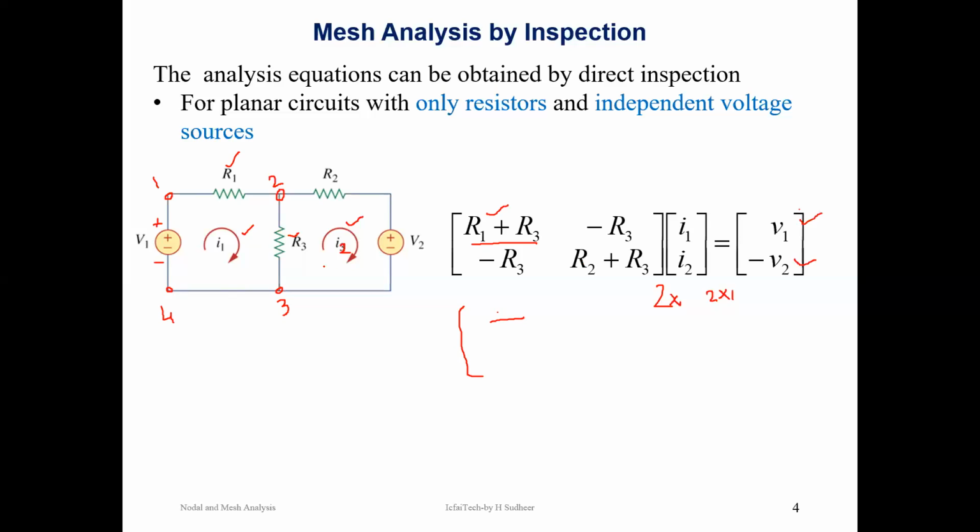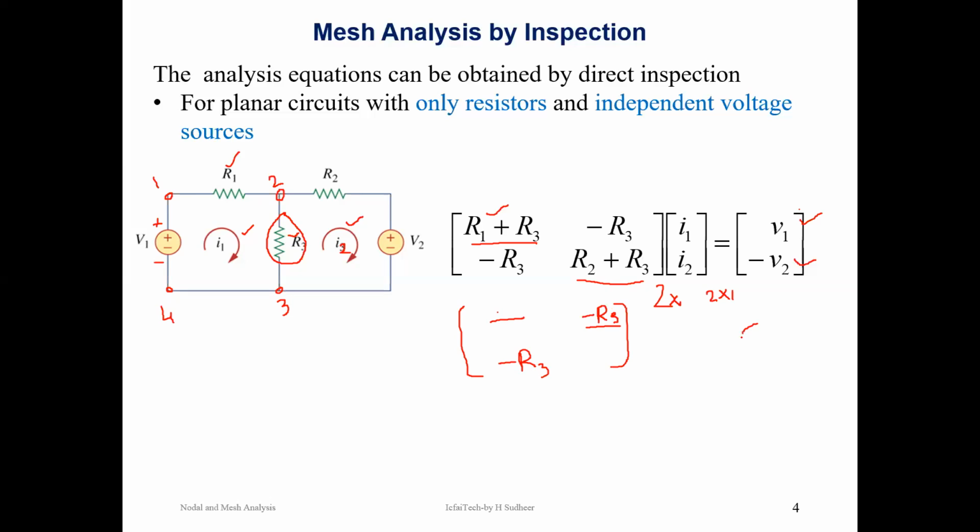When you are traveling in the second mesh, you are encountering two resistors, R2 and R3. The diagonal element is the sum of all the resistors in a particular mesh. Very similar to nodal analysis by inspection, for the off diagonal elements, identify the resistance which is common between the two meshes. You can see R3 is the resistance common between the first mesh and the second mesh. So the 1, 2 element will be minus the resistor which is common between the first mesh and the second mesh. My 1, 2 element is equal to the 2, 1 element. This will also become minus R3.